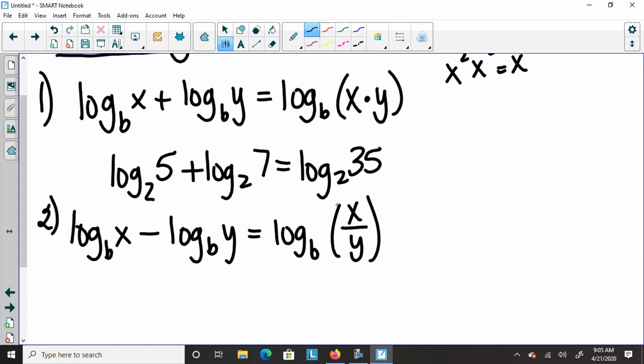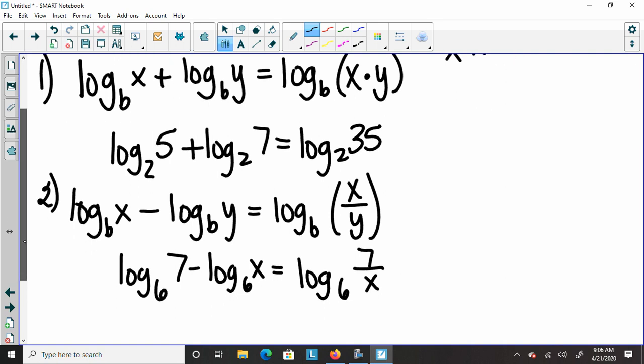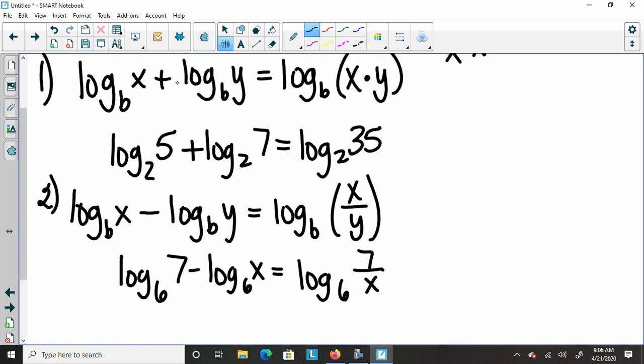You can also go backwards. So if you see a fraction like this and you want to spread it to two logarithms, you would spread it out and have a minus sign in between them. We'll do one example. Log base 6 of 7 minus log base 6 of x. That's going to be log base 6 of 7 over x. Okay. So dividing and subtracting go together, multiplying and adding go together in log world.